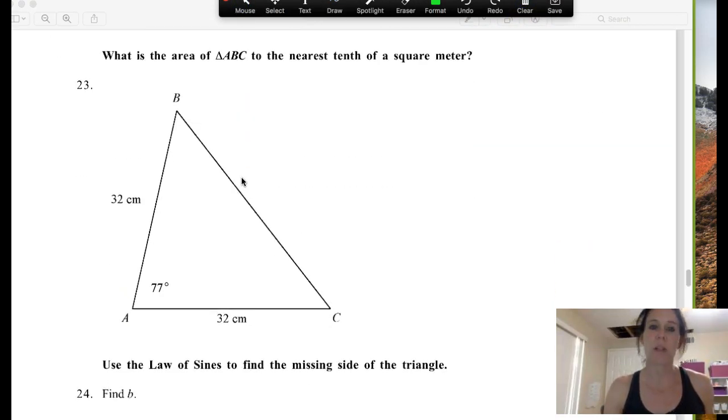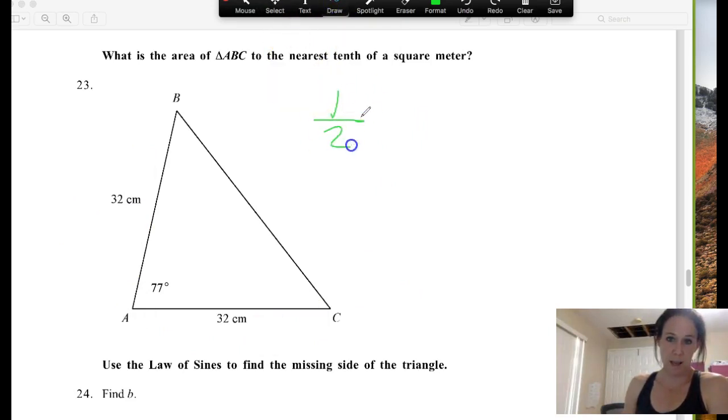What is the area of triangle ABC to the nearest tenth of a square meter? All right, just knowing the area of a triangle, when you don't have the base and the height, you can use angles. We have a formula to do that. It's 1/2 BC sine A, okay? When you have side, angle, side, you can find the area with this formula.